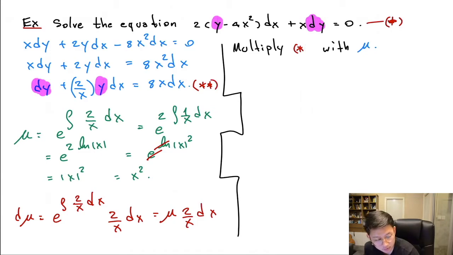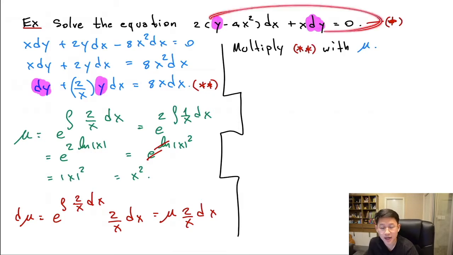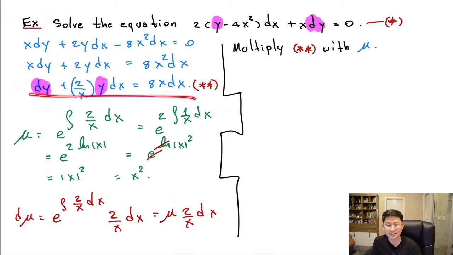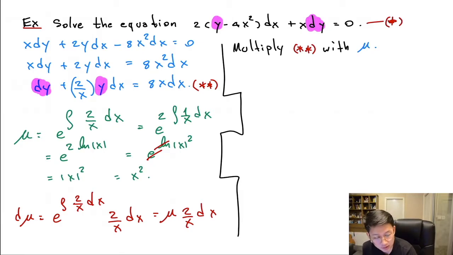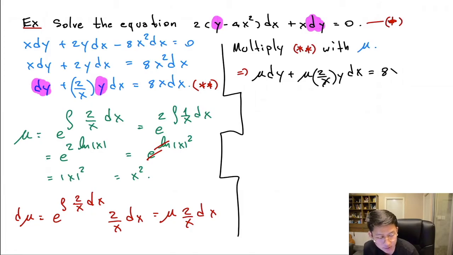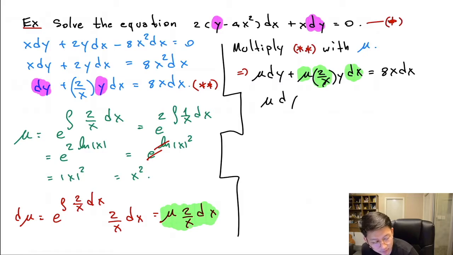I think it's easier with mu, because this star and double star, they are the same equation, but this looks more friendly. Okay, so when I multiply mu to the equation double star, what I have is mu dy plus mu 2 over x y dx equals 8x dx. Okay, and then guys, as I told you, the mu is mu 2 over x dx, so you have mu 2 over x dx. So this guy is actually mu dy plus y d mu equals 8x dx.